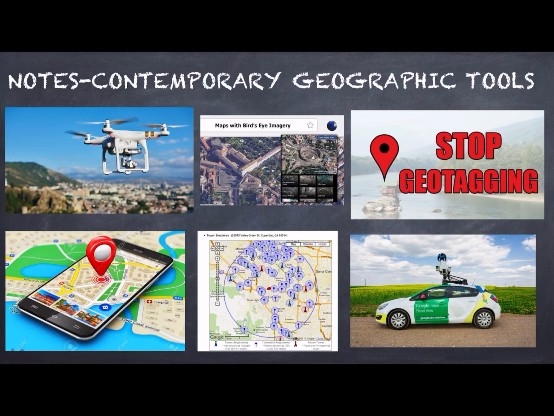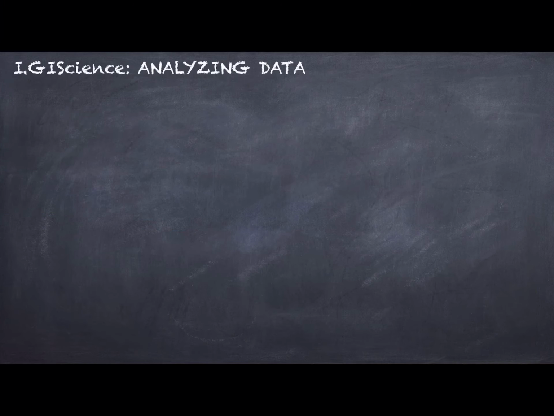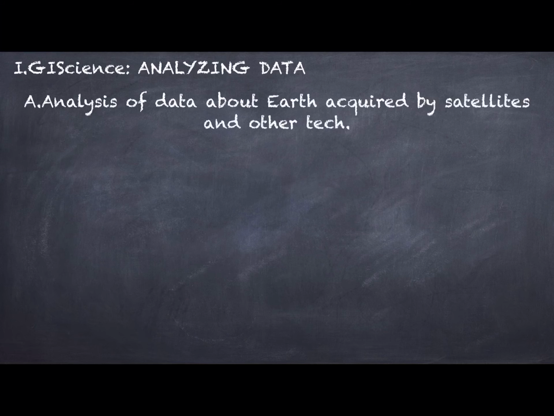So to go along once again with our lesson on geography and mapping, today's lesson at the start is all about contemporary geographic tools. Now, the first thing that we're going to talk about is something called GI science, and we're going to analyze data. Now, GI science is the analysis of data about Earth acquired by satellites and other technology.